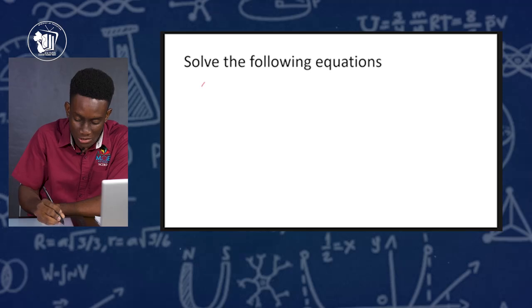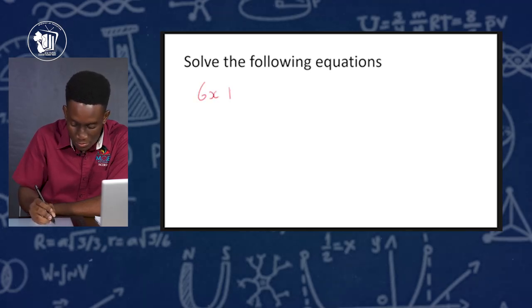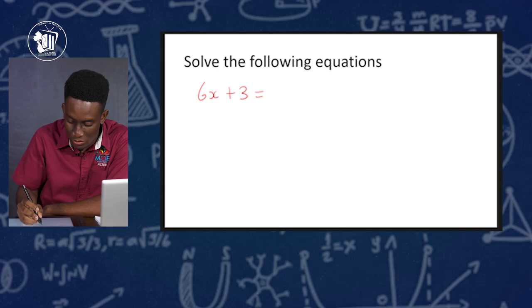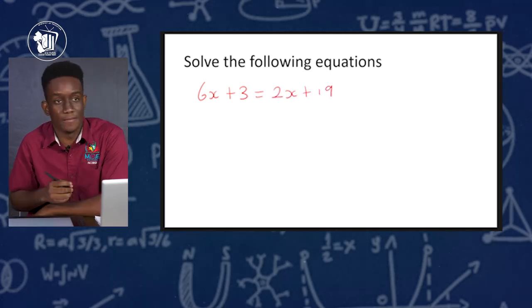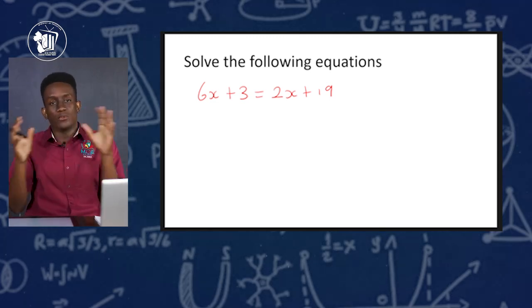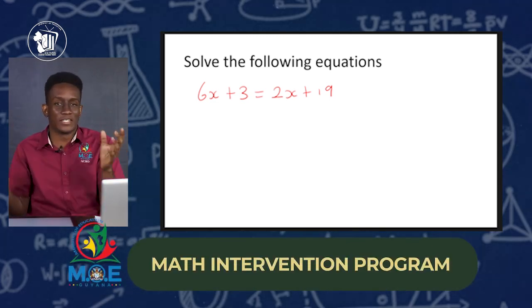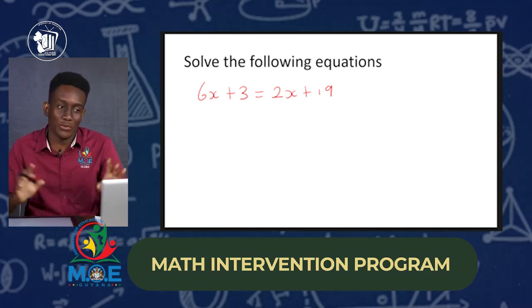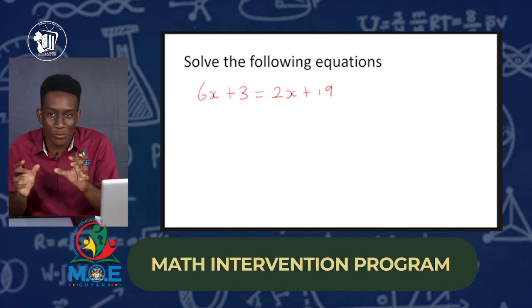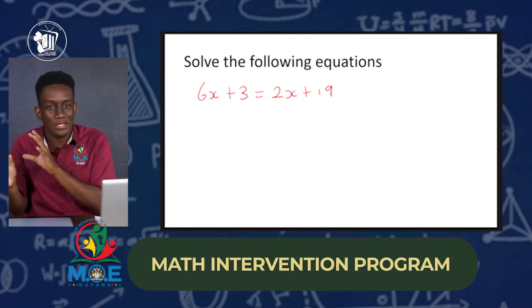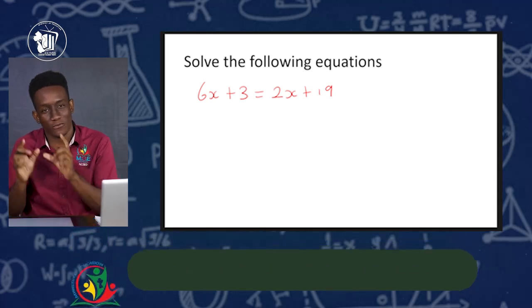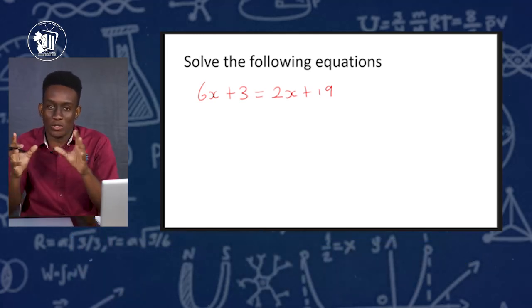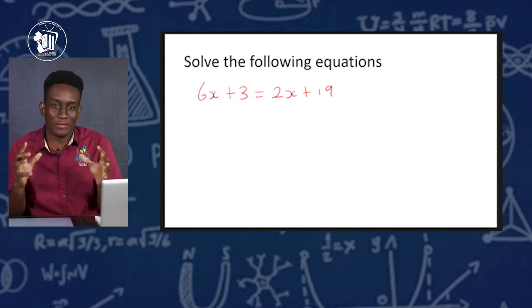So let's take things up a bit now. So let's say we have the equation 6x plus 3 is equal to 2x plus 19. So we see we have two sets of x's, but of course we have one unknown, which is x. So what do we do in this case? Now, the first thing you want to do, when you have something that we call like terms, you always want to group those like terms. You want to put them together.